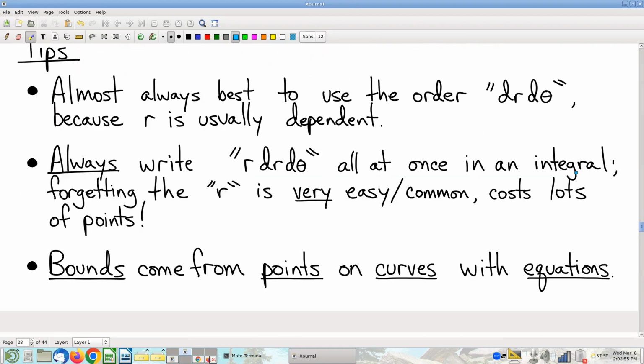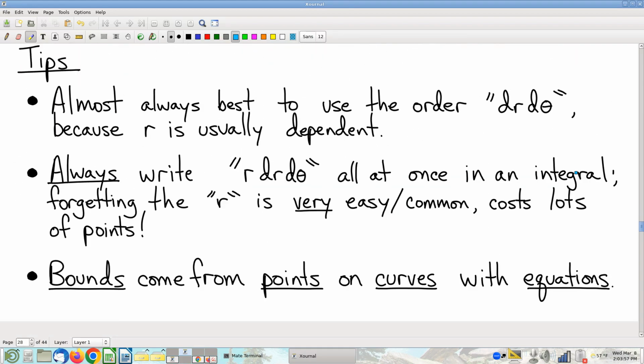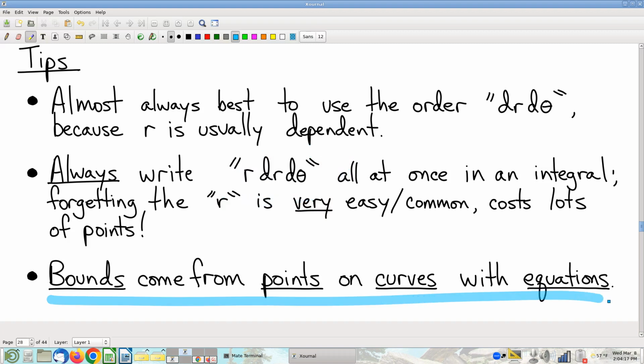Okay. So again, this is just a tip. It's not a requirement, but I think it's really good advice. Always write this down all at once. You should get the willies anytime you find yourself writing down just dr d theta, and that's it. That should feel super creepy and weird to you. That'll help.